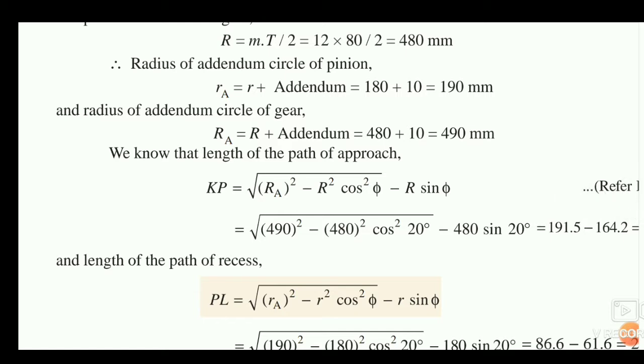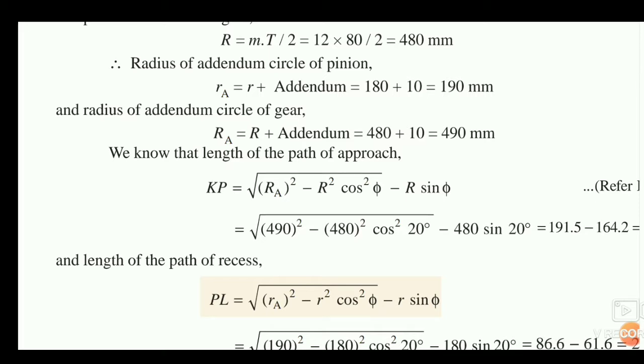KP, the length of path of approach, is square root of RA square minus R square cos square phi, minus R sin phi. In that, take special care here: the square root is only up to the term containing R square cos square phi. There is no square root for R sin phi. Most of you will make the mistake here. You will take the square root up to R sin phi. Don't do that. The square root covers only up to R square cos square phi.